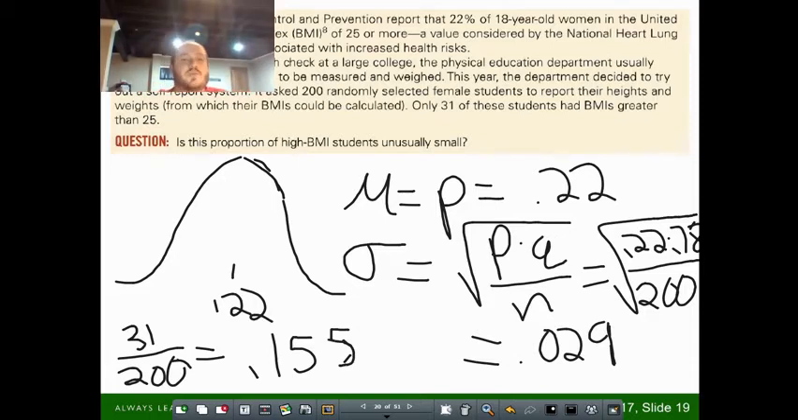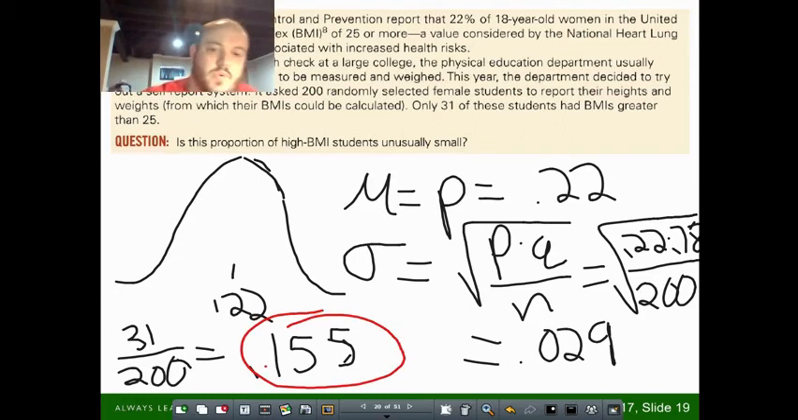All right. So here's the deal. This guy down here, I want to change color, circle it. This guy down here, the 0.155, is the proportion of our sample that was 25 or higher for their BMI. We wanted that number to be 0.22. So because it's much lower than that, we are now concerned. All right. We're now concerned because we're like, okay, 15% is much lower than a 22%.